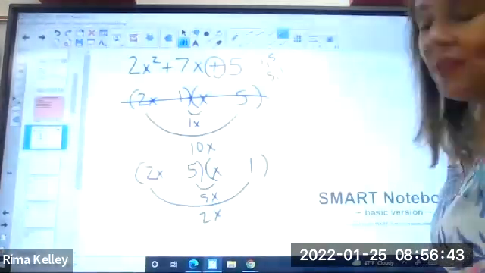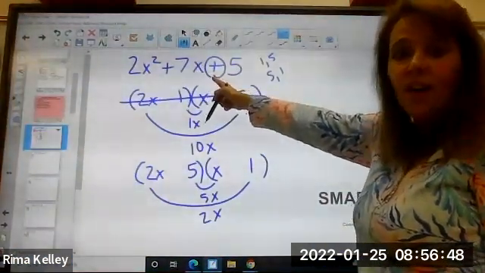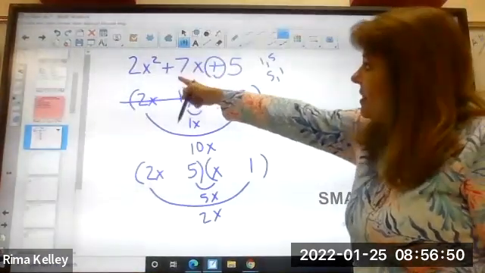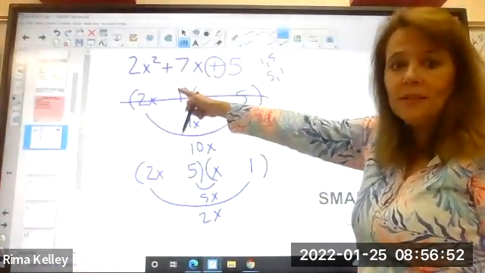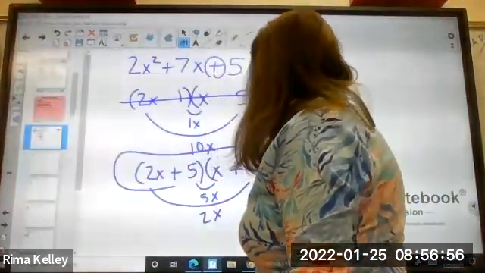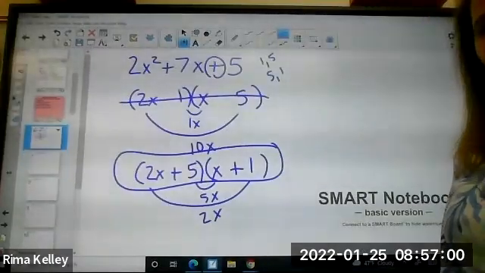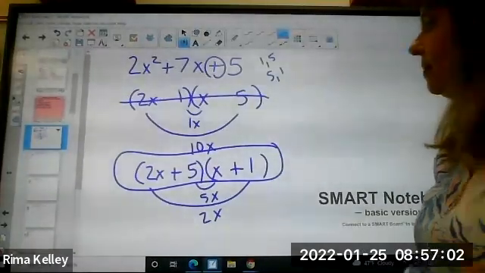So you now do exactly like we did before. This tells us that the signs are the same, and this tells us that they are both plus. So plus and plus, and that would be your answer. Remember, you can always FOIL it back out to check to make sure that you got it right.